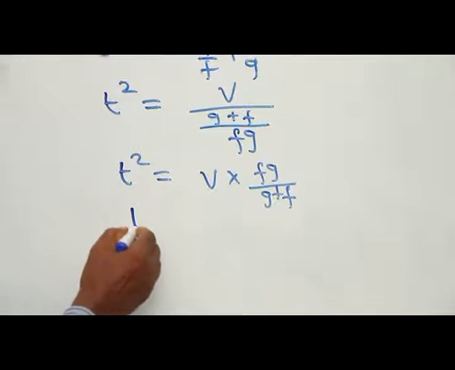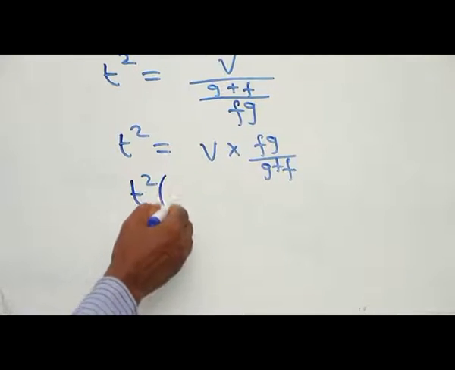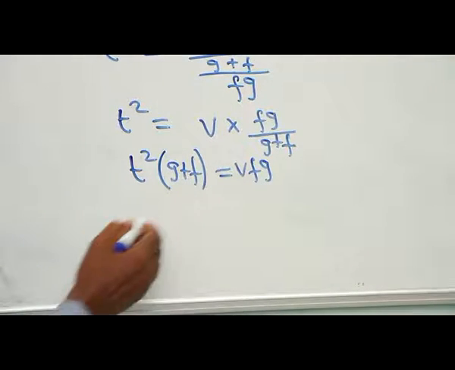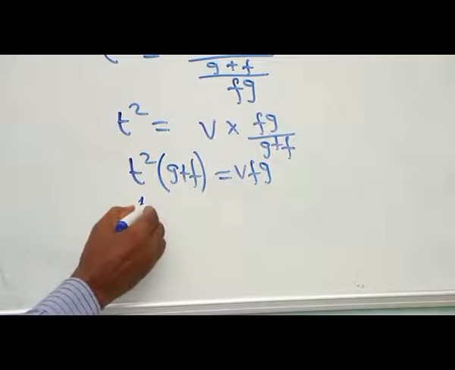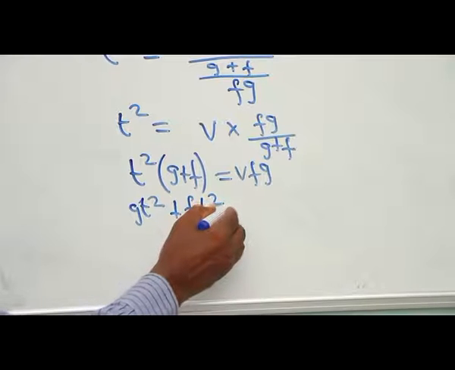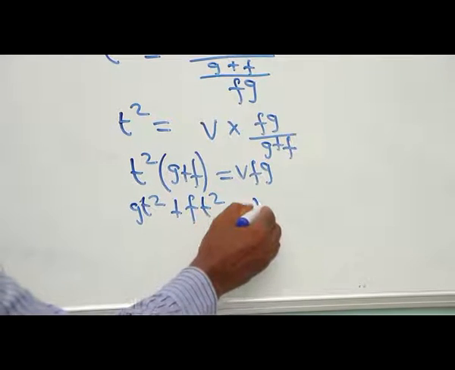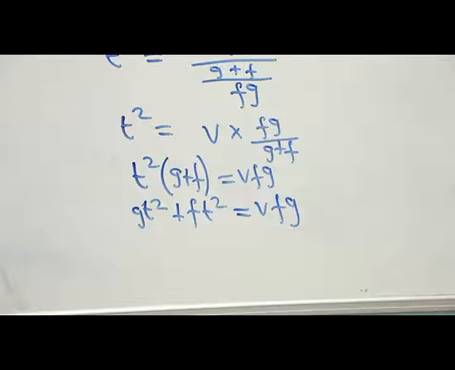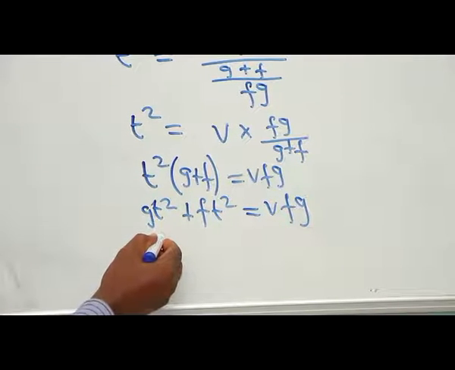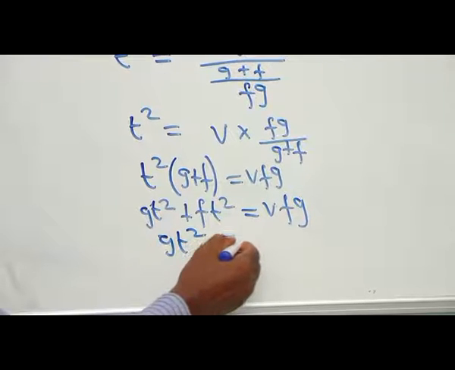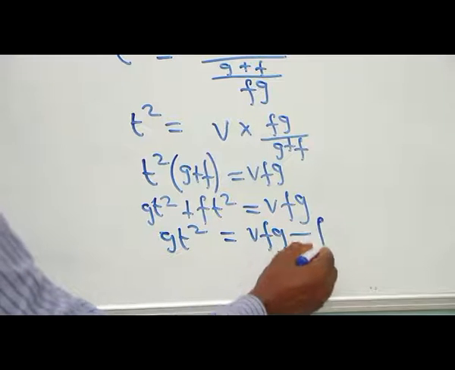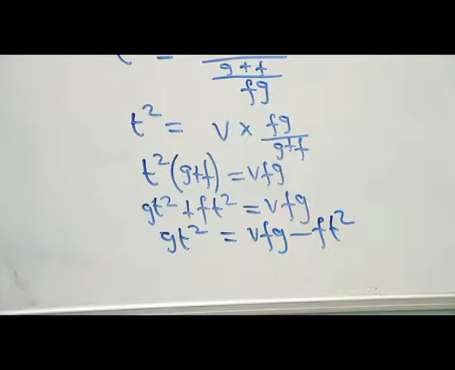So let's continue. It means that our t squared will be multiplied by g plus f, giving the result vfg. You open this bracket, you have g t squared plus f t squared, and then of course is equal to v, f, and g. You will bring all the terms that contain f together. So we have here our g t squared is equal to vfg. Taking this to the right hand side becomes minus f t squared.